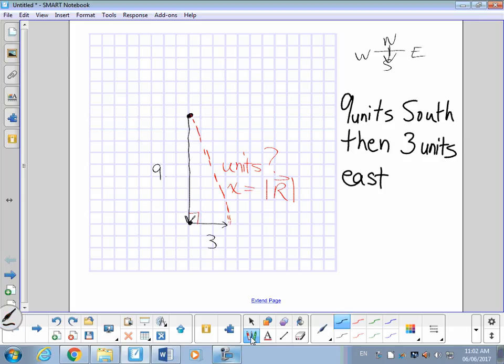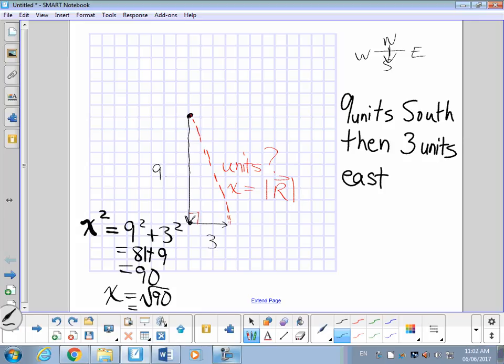So just a matter of taking it and doing it. So we use our black, and so we're going to go x squared equals 9 squared plus 3 squared, so we're looking at 81 plus 9, which is 90. Then we take the square root of that, and again, that's just taking your calculator and coming up with that. And I don't have one in my hand, so I'm not going to do that.